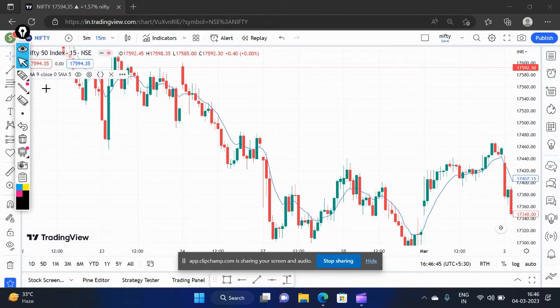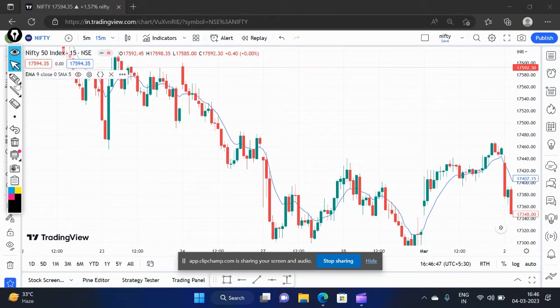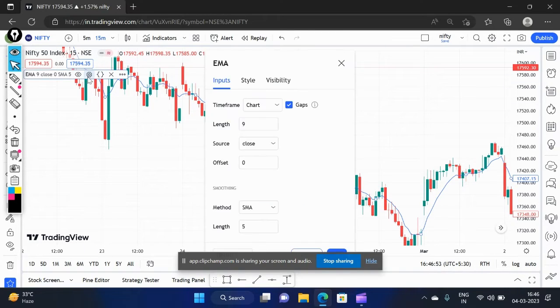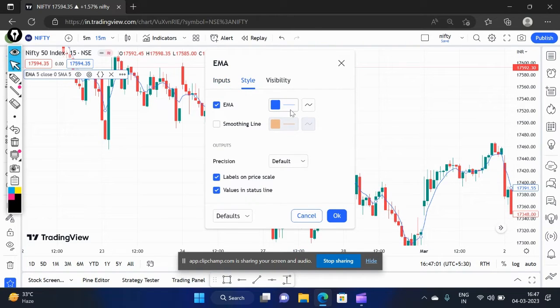Now you see here this says it's a 9 moving average, but what we need is a 5 moving average. So you go to the settings here. Here you see the length, you change this to 5. The style depends on you. I'm just keeping it blue as it is, so I just change the period from 9 to 5.